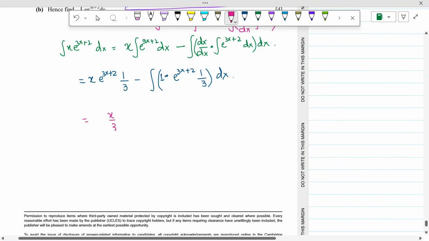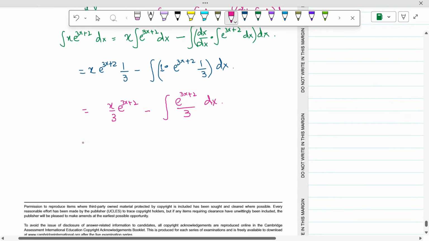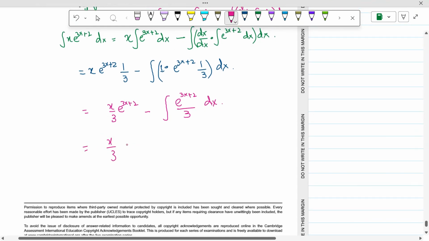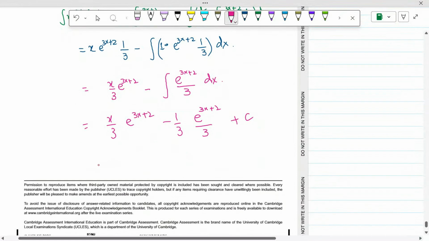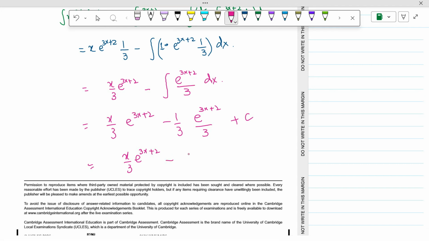So x over 3 exponential of 3x plus 2 minus the integration of exponential of 3x plus 2 over 3 with respect to x. x over 3 exponential of 3x plus 2 minus 1 over 3, and the integration of the exponential term will remain the same, and the coefficient of x will be divided, which is over 3, and then plus c. So this one is x over 3 exponential of 3x plus 2 minus exponential of 3x plus 2 over 9 plus c.